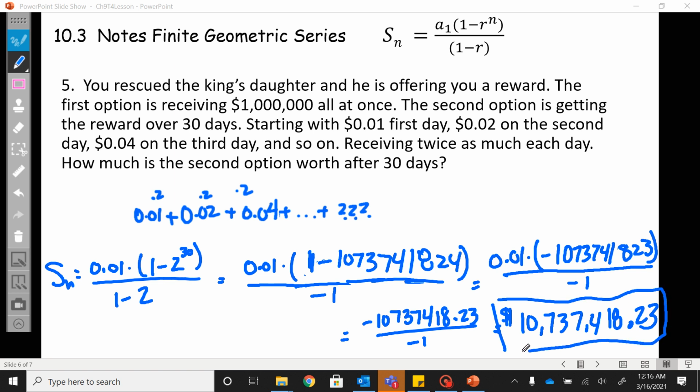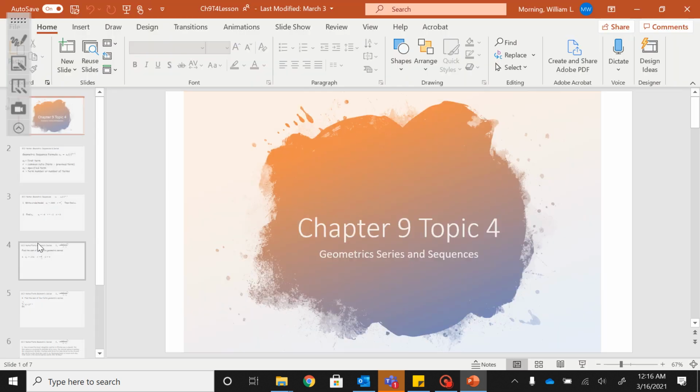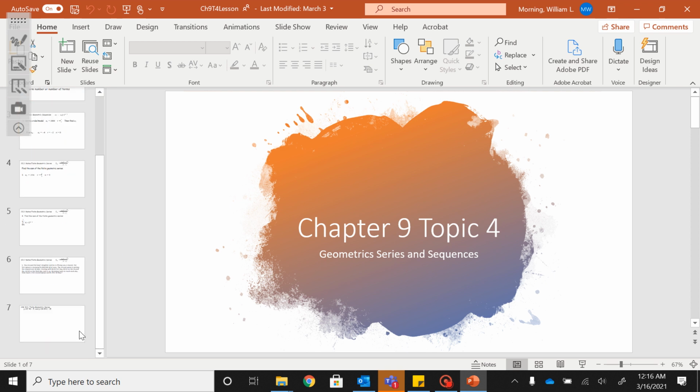So it's worth over $10 million. His first option was $1 million. His second option is over $10 million. Just by doing this thing that he says, 1 cent, 2 cents, 4 cents, 8 cents, doubling it each time for 30 days, it actually ends up being a massive amount of money. It ends up being over $10 million. Okay, that's the whole lesson there.